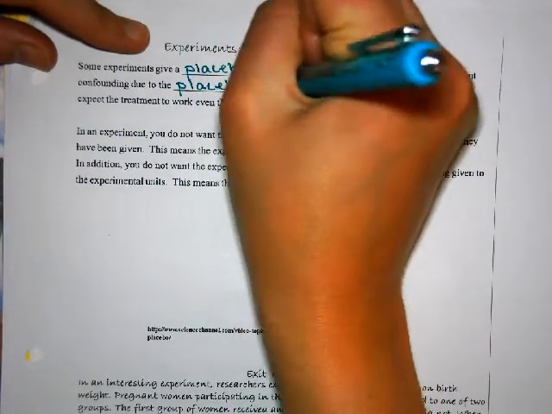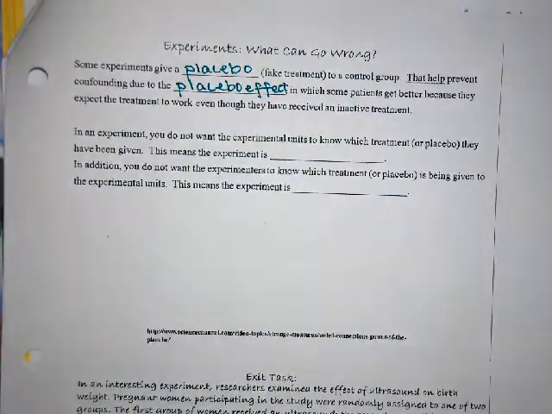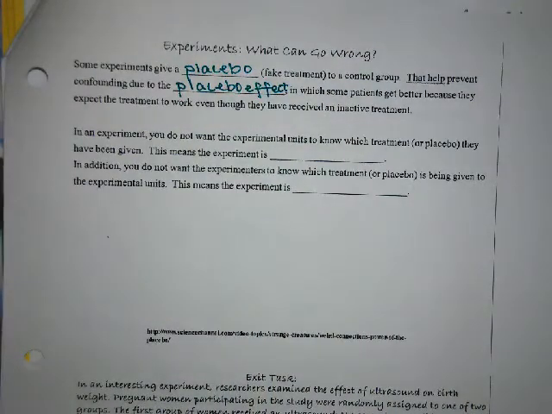So placebos help prevent confounding due to the placebo effect, in which some patients get better because they expect the treatment to work, even though they have received an inactive treatment. In an experiment, you do not want the experimental units to know which treatment or placebo they have been given. So when the experimental units don't know, that means the experiment is single blind.